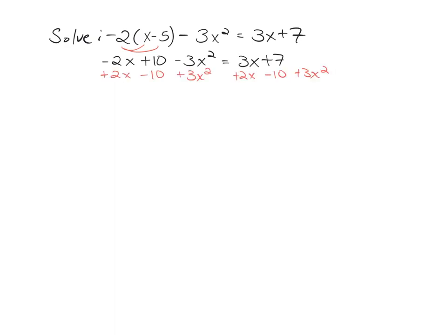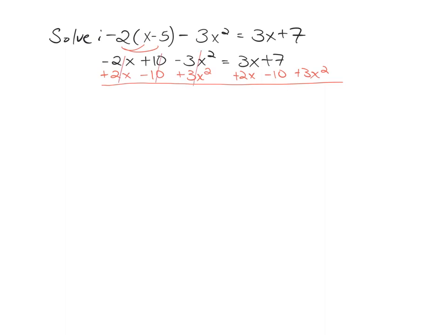And as I do this step, I'm going to add 2x to both sides, subtract 10 from both sides, add 3x squared to both sides. You can see that the terms that can combine, I'm lining up vertically here. So the minus 10 I know can combine with the 7, and the 2x I can combine with the 3x. So I'm going to do that, and I will also rearrange the terms on the right side as the terms on the left side are all going to cancel.